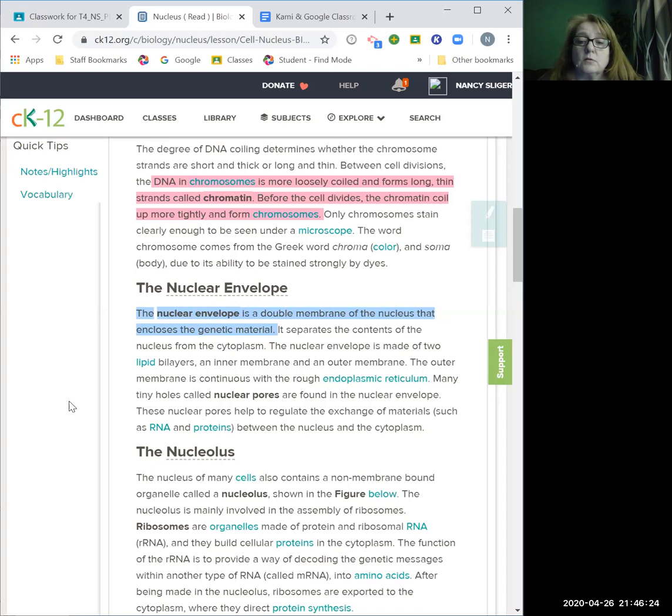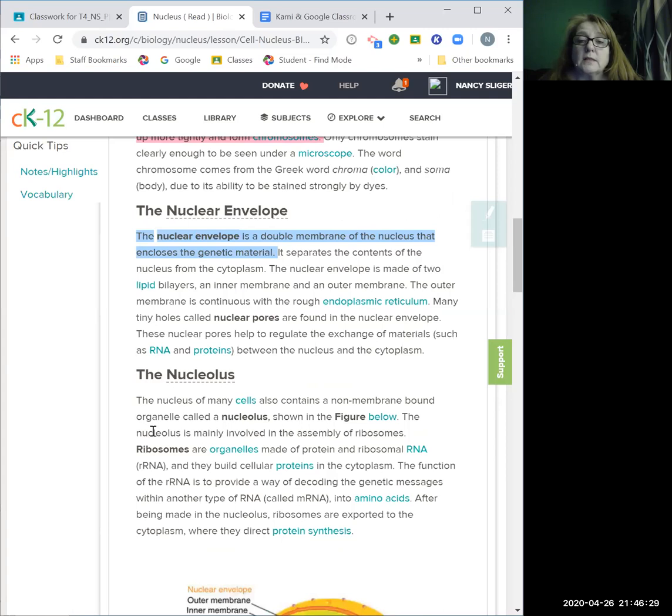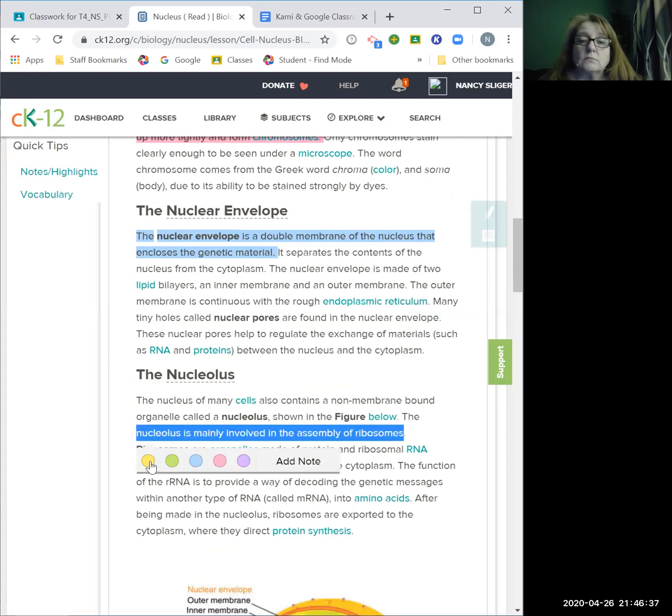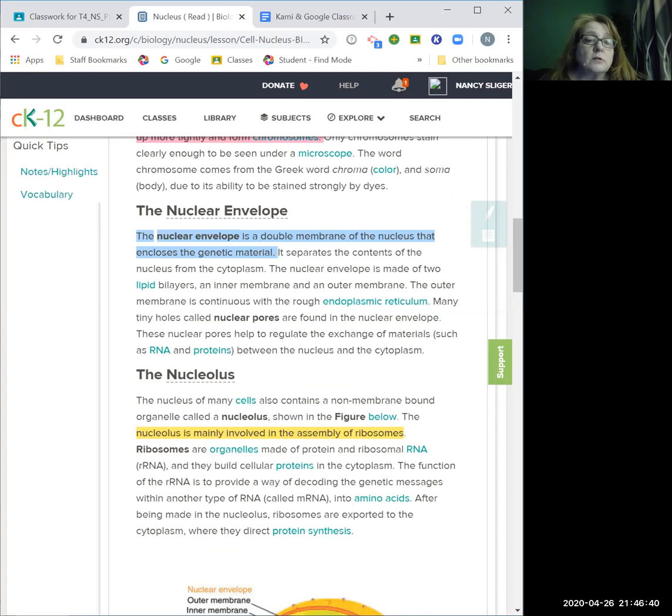That is called the nucleolus. The nucleolus is mainly involved in the assembly of an organelle that the cell needs to make proteins, and that is called ribosomes. So the nucleolus is located inside the nucleus, and its main function is to assemble ribosomes, which are the organelles that hold the RNA pattern made from DNA in place so that proteins can be made.